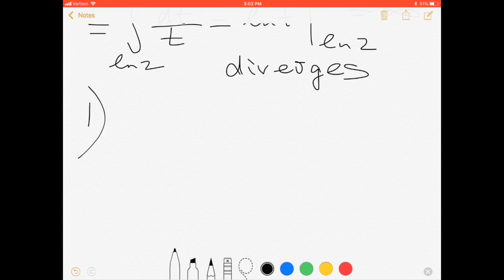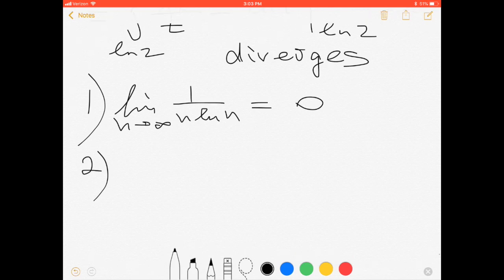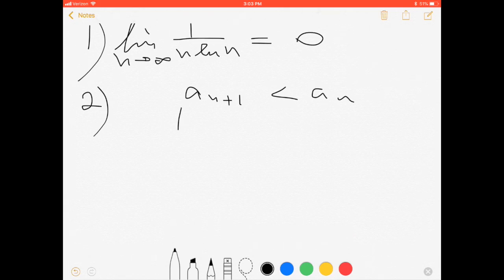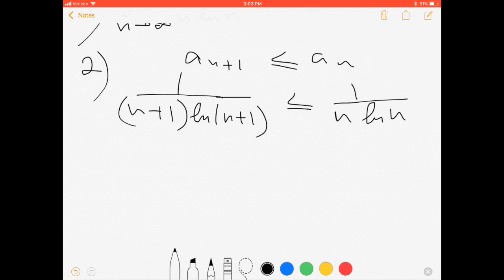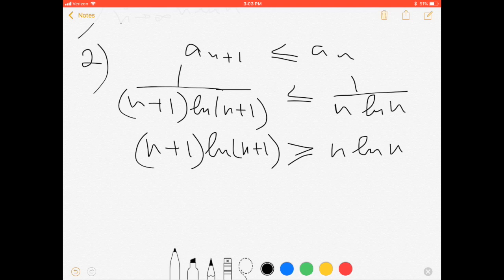This means first we check what happens with the limit of 1 over n ln n as n approaches infinity. Here we have 1 over infinity, this means 0. Okay, great. The first condition works. Second, we need to check that the a n plus 1 terms are less than the a n terms. It means 1 over (n plus 1) ln(n plus 1) is less than or equal to 1 over n ln n. It means (n plus 1) times ln(n plus 1) is greater than or equal to n ln n.